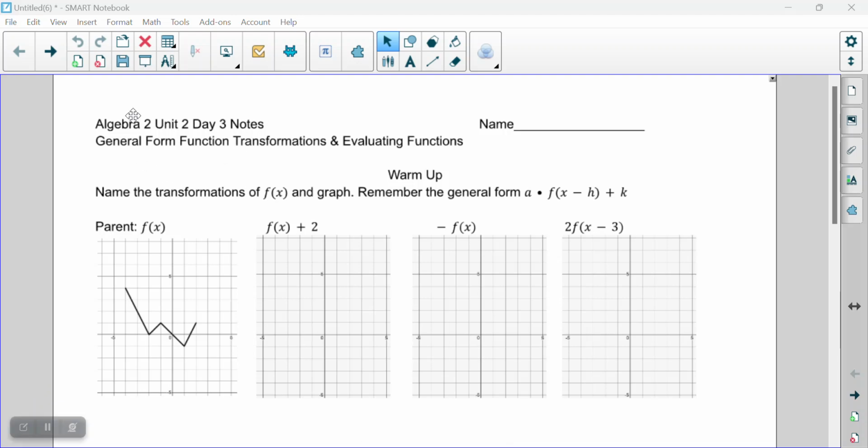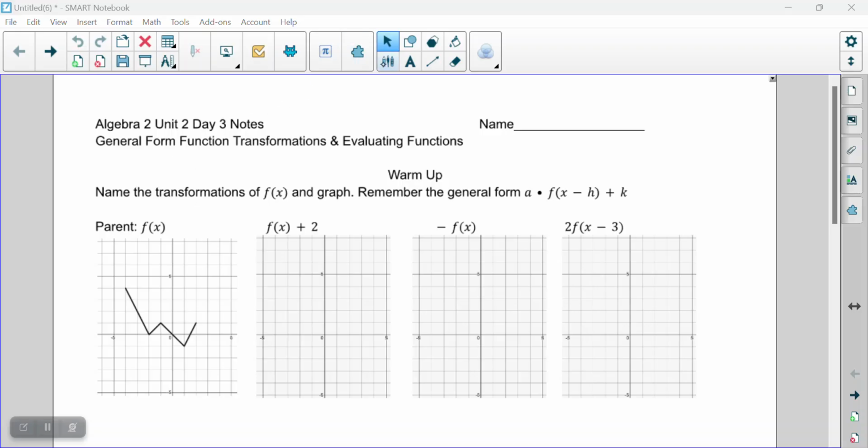Morning, y'all. This will be your Unit 2, Day 3 notes, the last lesson before you take your quiz. You won't take the quiz first thing next week. We're going to have a review day with a practice quiz. So it'll be the second time we meet next week.